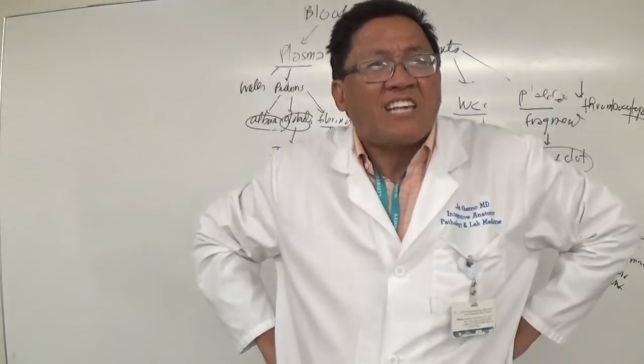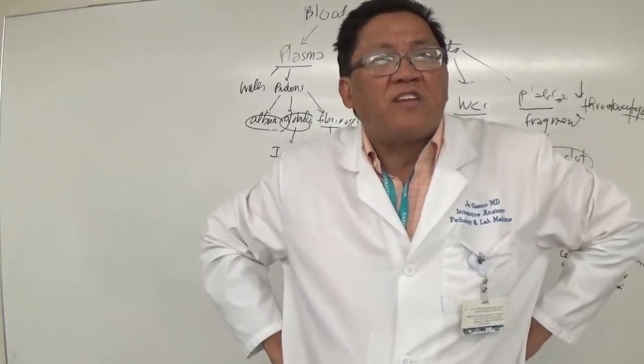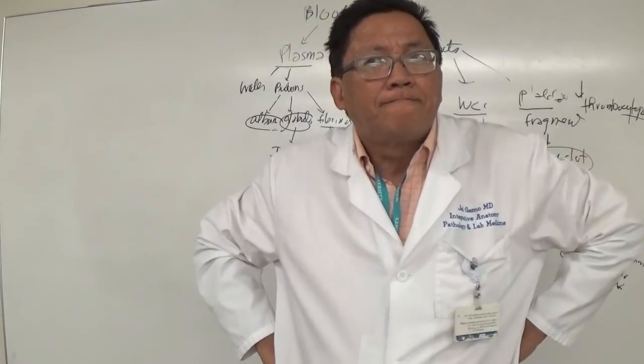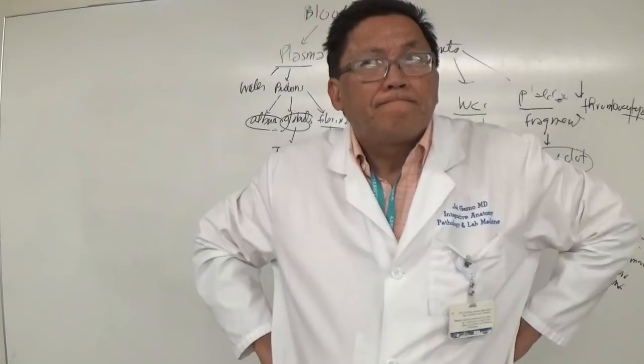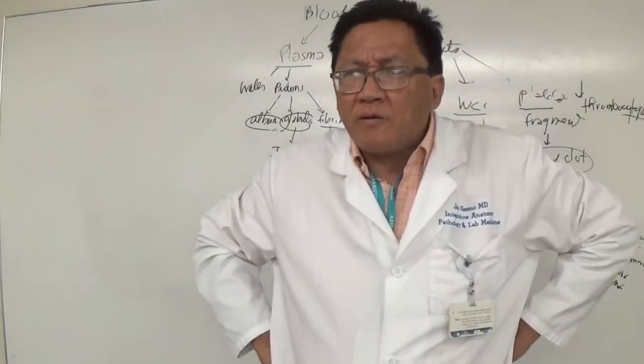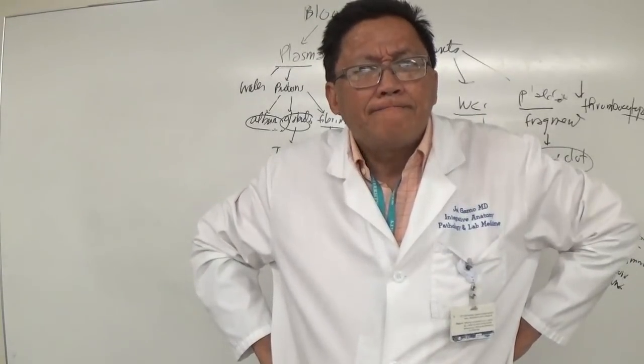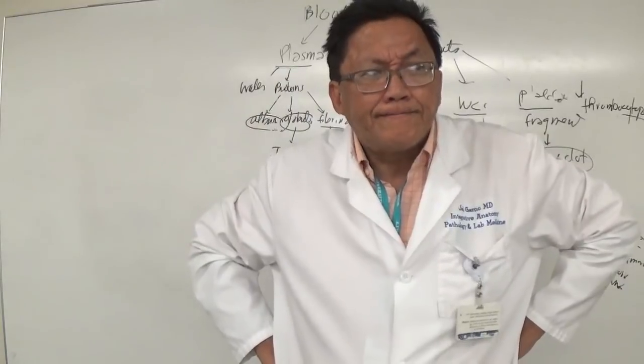What is the scientific explanation for that? Due to the regression and atrophy of what gland? Thymus. What gland? Thymus. Do you see what's happening to our body? Can we be able to explain everything that happened to your body?